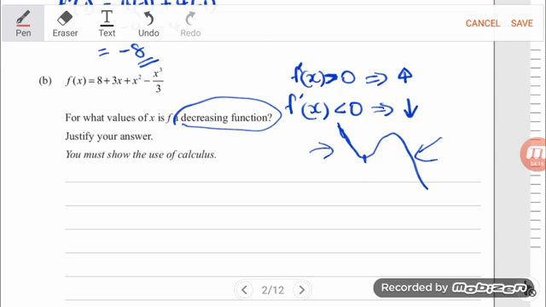Okay, so if we go by our sketch, we can see that it's decreasing here and here. We know that at turning points, the gradient is always going to equal 0. So f dashed of x is going to equal 0, and f dashed x is going to equal 0 here too. So that means that bang on the turning point, it can't be negative. It's neither positive or negative. It's neither an increasing or a decreasing function.